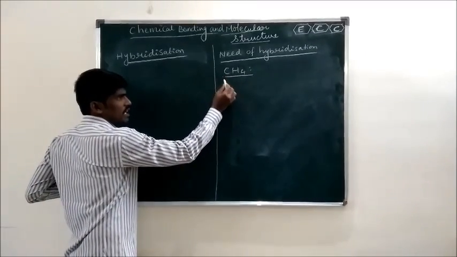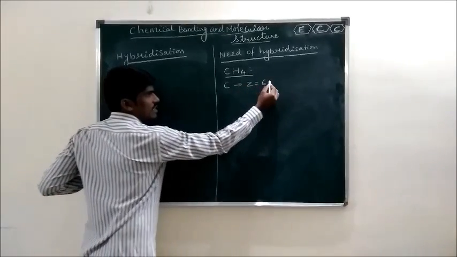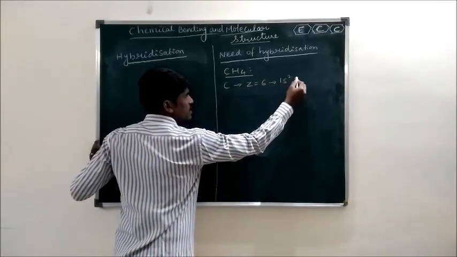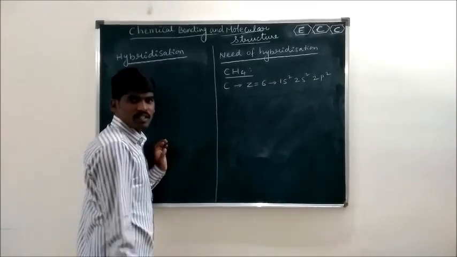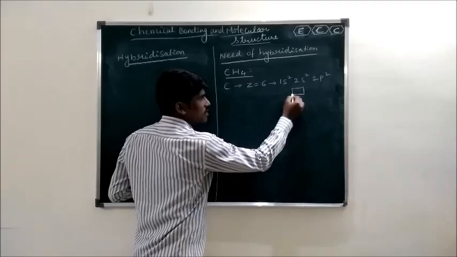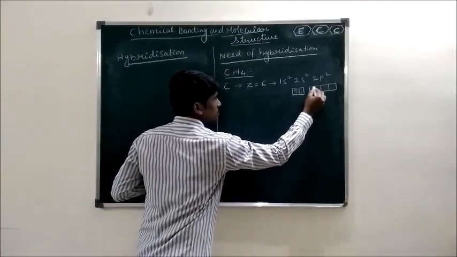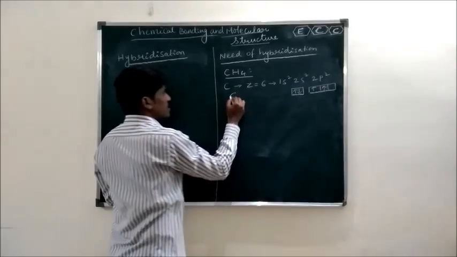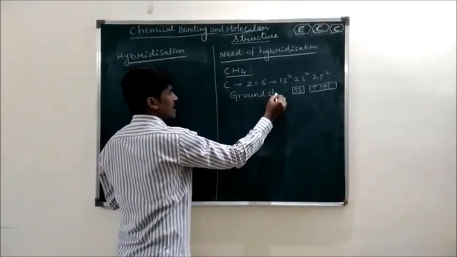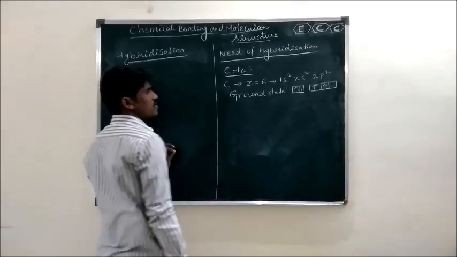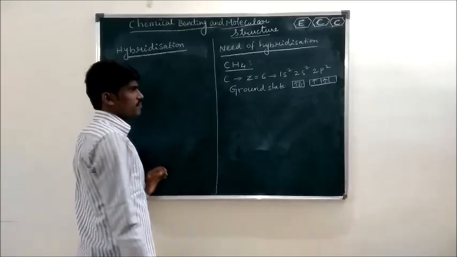In the methane molecule, carbon is the central atom. Atomic number is 6. Electronic configuration is 1s2, 2s2, 2p2. 2s has 2 electrons, 2p has 2 electrons. This is the ground state electronic configuration. In the ground state, carbon has 2 unpaired electrons. That indicates it can form only 2 bonds.